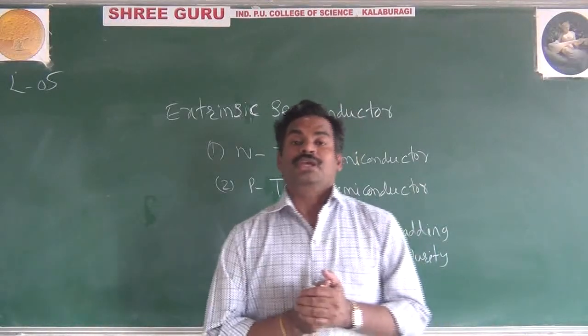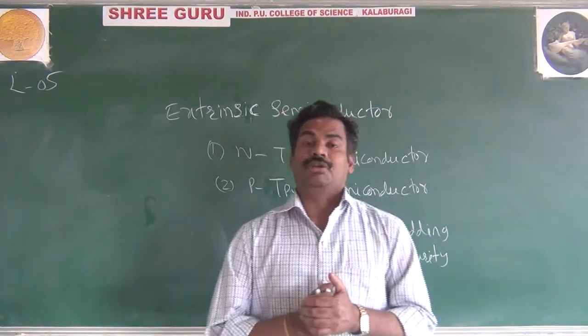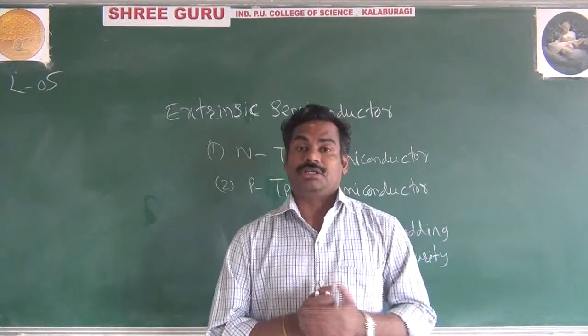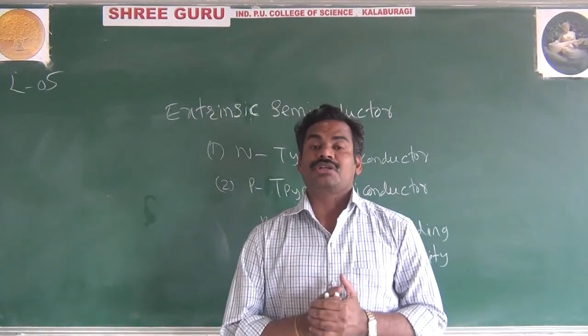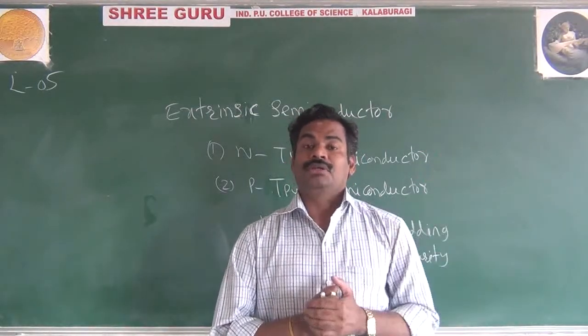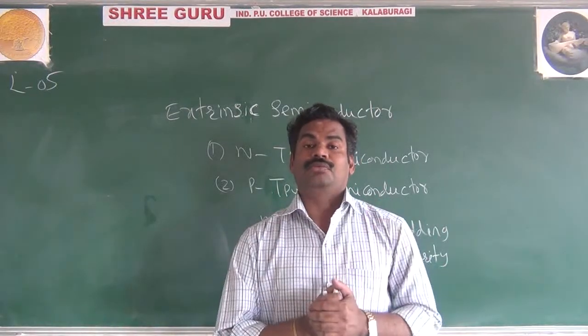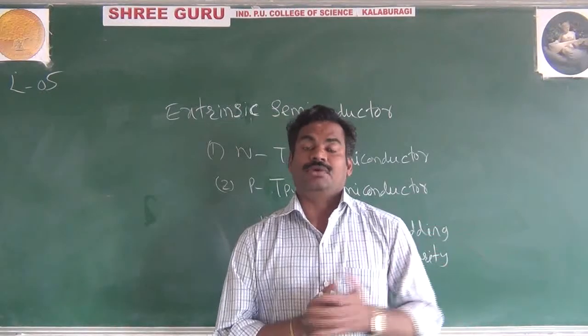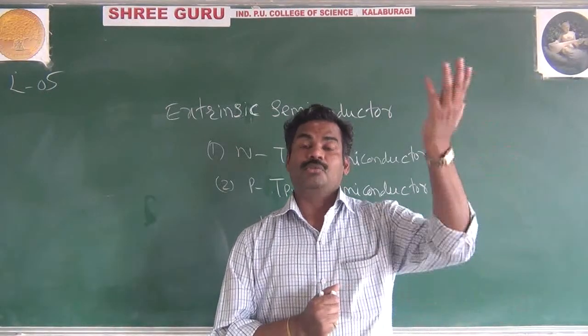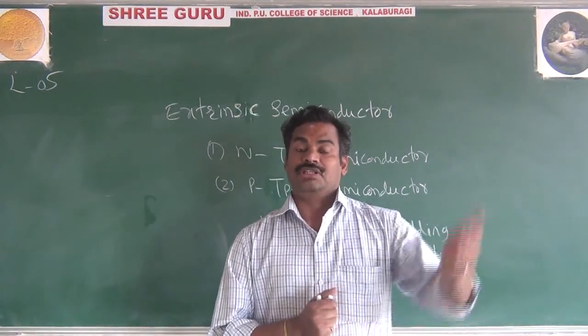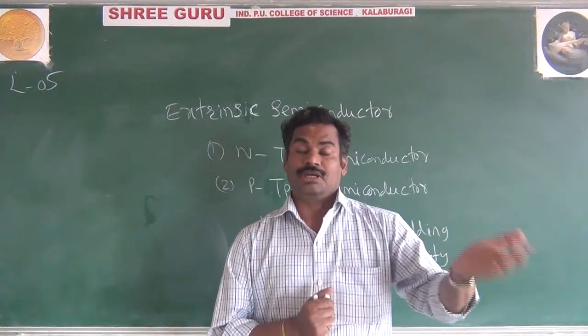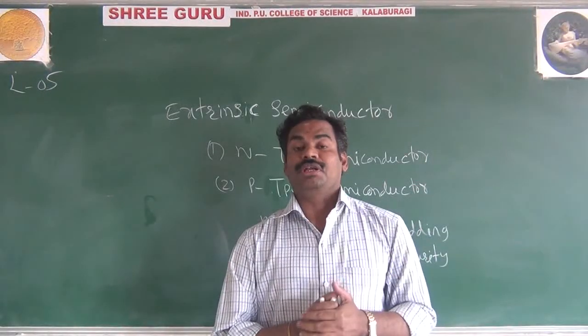Whenever you add pentavalent impurities to a pure semiconductor, a larger number of electrons are generated. If you add a very small amount of pentavalent impurity, you get more free electrons, especially millions of free electrons.